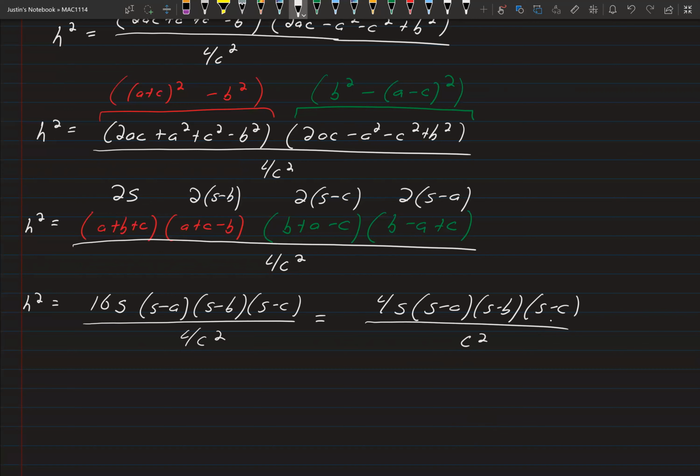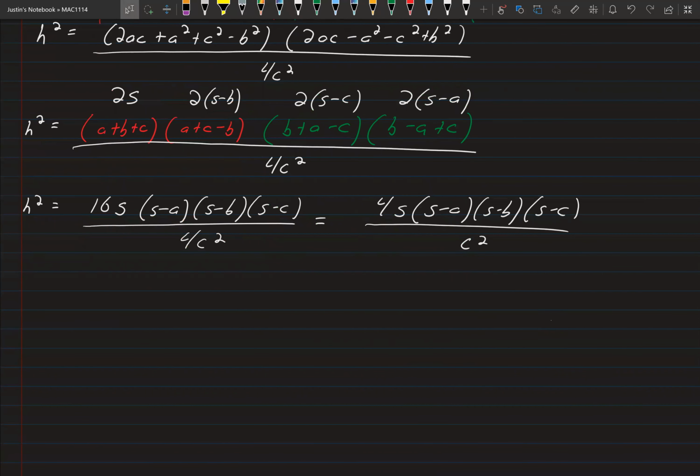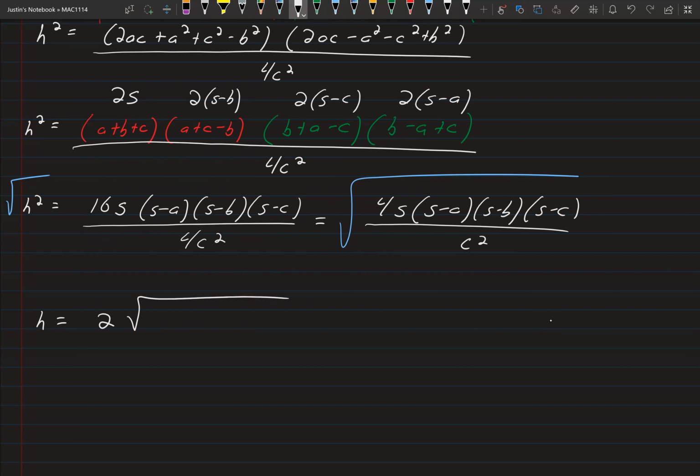So guys, the problem is I solved this for h squared. What I'd really like is to solve this for h. So let's do it. I'm just going to take the square root of both of these. The square root of 4 is 2. Then up top, I've got the square root of s minus a, s minus b, s minus c. So we can see the beginnings of Heron's formula here. On the bottom, the square root of c squared is just going to be c. So that's what we get for h.